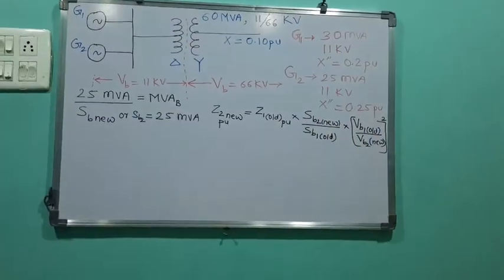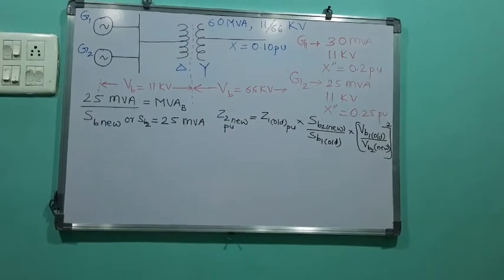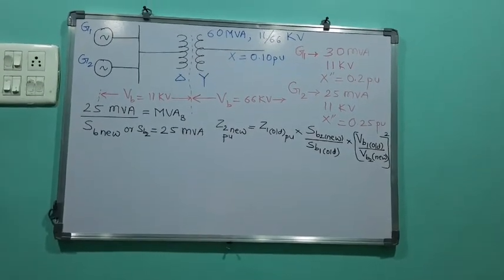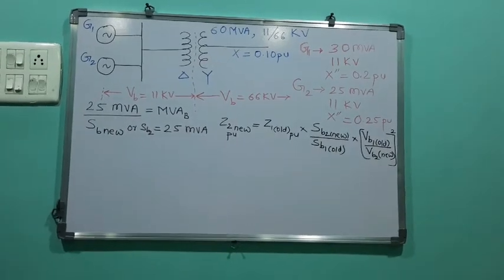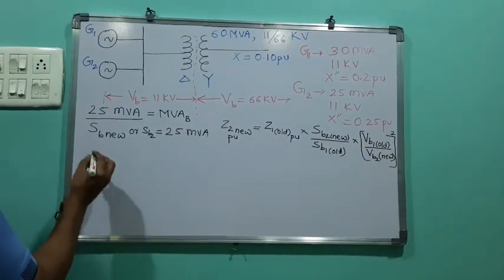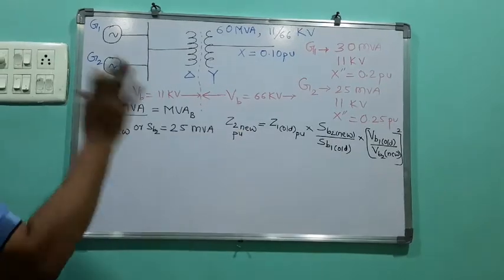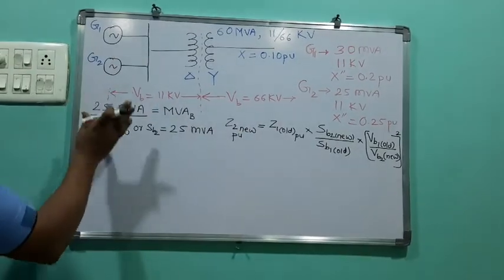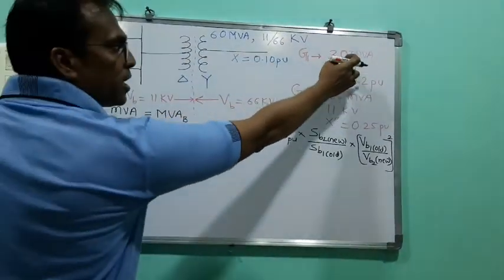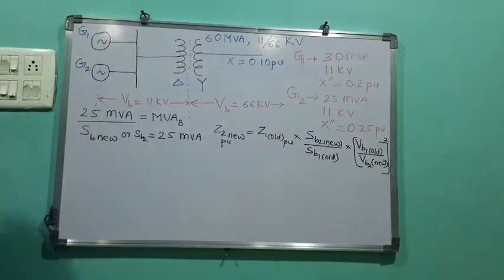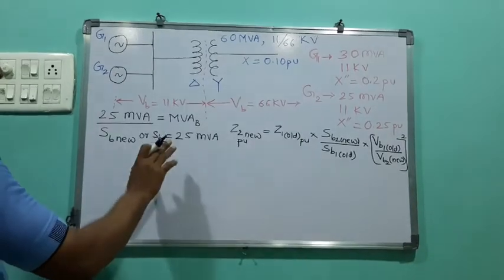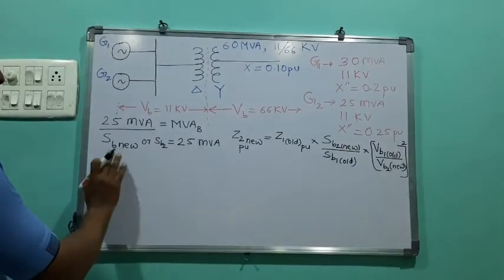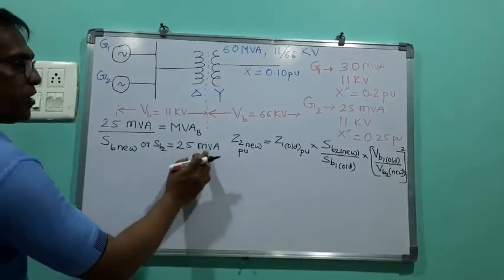Now what is our aim? Our aim is to find out the value of X2 per unit, X2 in the sense X new of generator. So first we have to calculate. Have you understood this? I am repeating what we have taken. The old values are given like this, 30, 25, for generator 1, generator 2, and the new value of base is given. So you have to take that base only, that is SB new or SB2, that is 25 MVA.